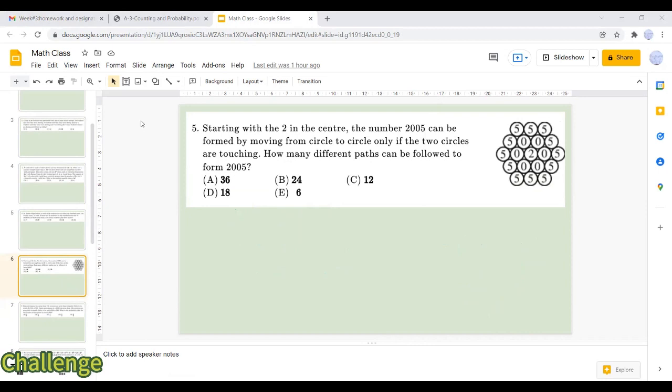Also, I can't edit the screen right now. Okay, you can just talk. We have 1, 2 in the middle, and it's surrounded by zeros, which is surrounded by 5s, right? And then they're asking how many 2005s we can make.